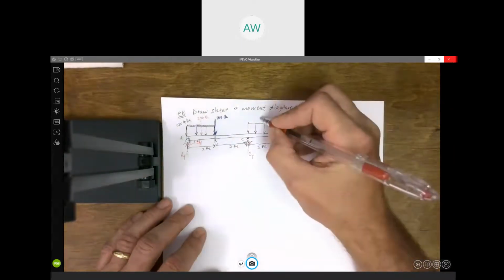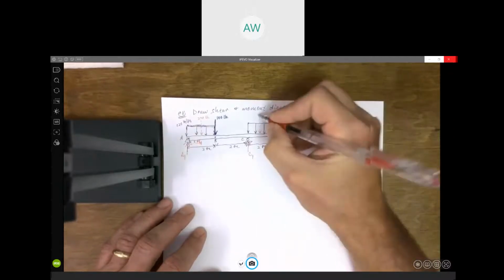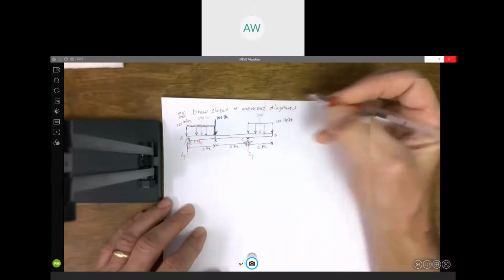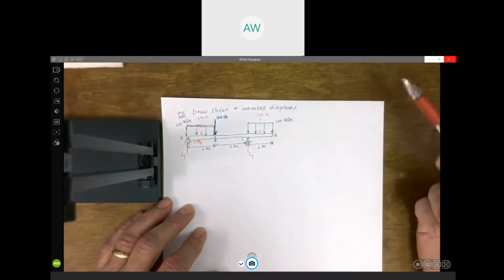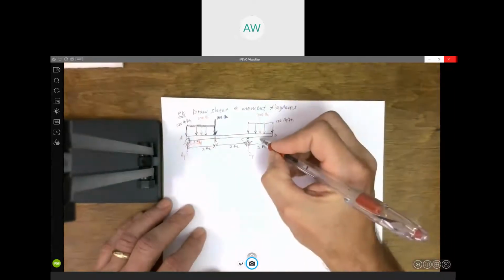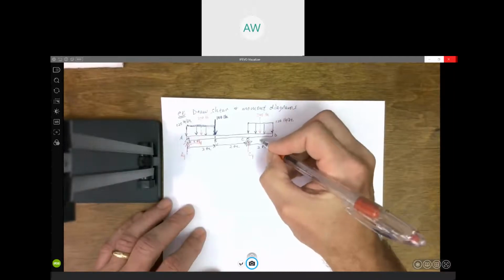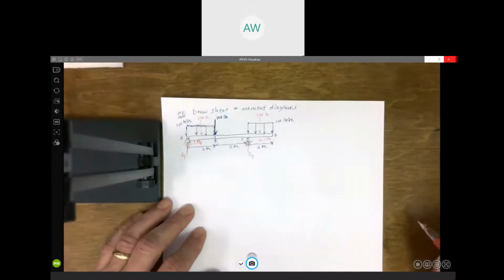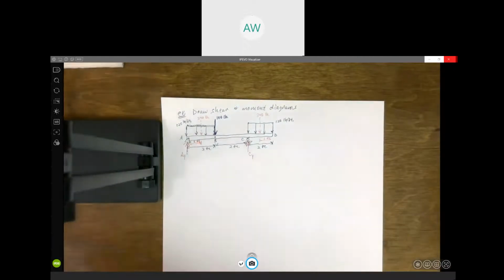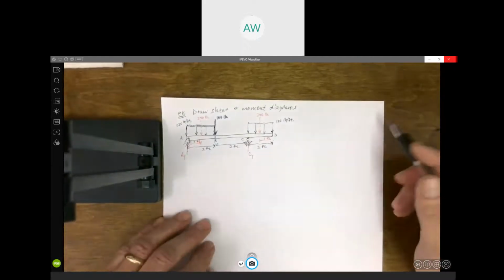Same thing over here. It's 240 pounds. It's, again, height times width, 120 times 2. And it's going to act right in the center as well. It would be right in the middle if that's 2 feet long. And we need to do that when we apply our equilibrium equations.